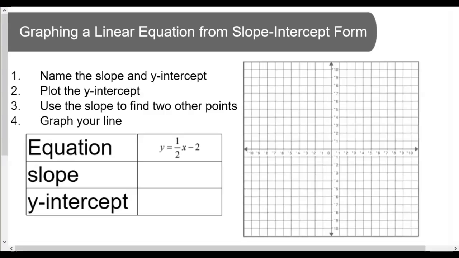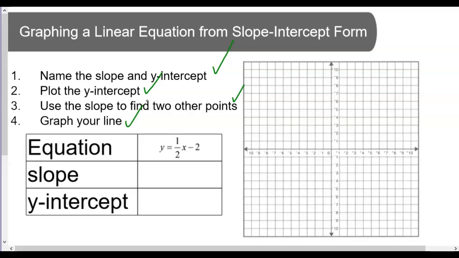So now that you can find the slope and the y-intercept, let's talk about how we can graph these equations. What you're first going to do is look at your equation, find that slope, find the y-intercept. Then you're going to plot the y-intercept on your graph. You can use your slope to find 2 other points on the graph and then make your line, because that line represents all the possible solutions to that equation.